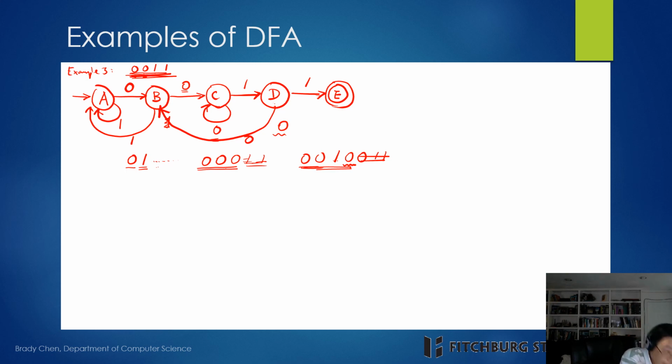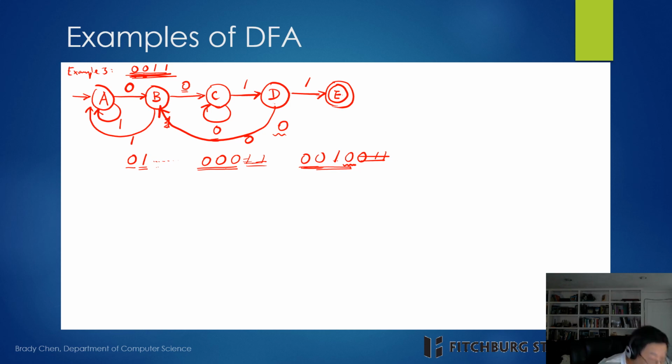So that's about it. We're complete for state D. Once we reach state D, if it's 0, we go back to B, and if it's 1, we reach the final state. So that's the deterministic finite automata that accepts the strings which contain 0, 0, 1, 1.